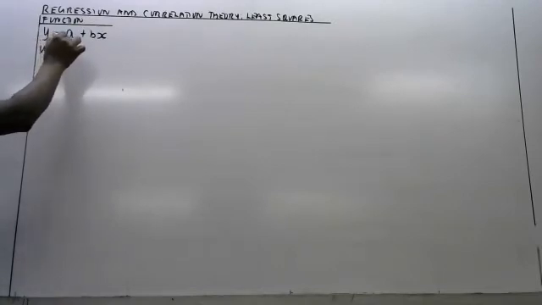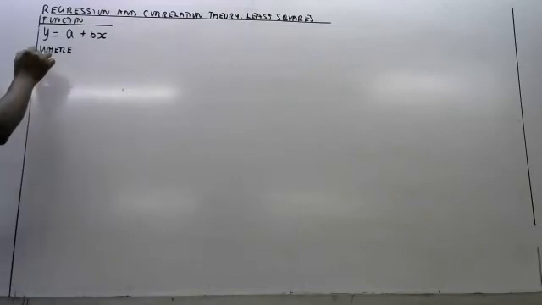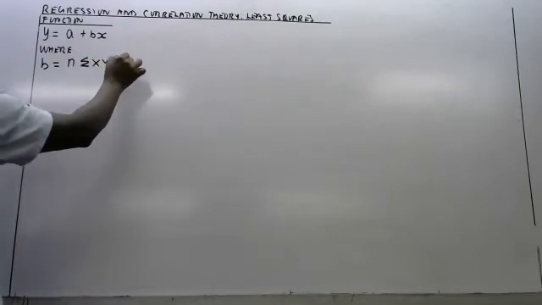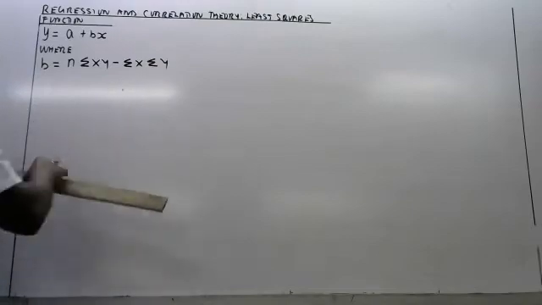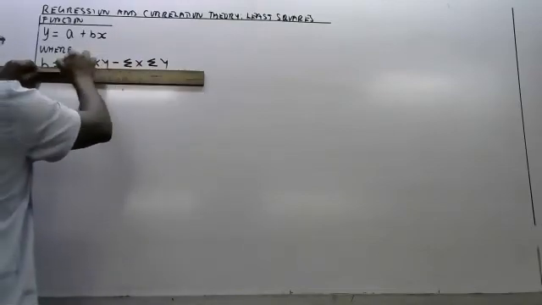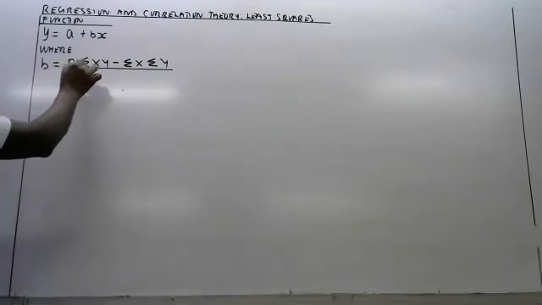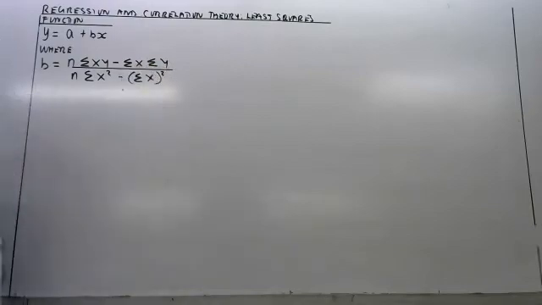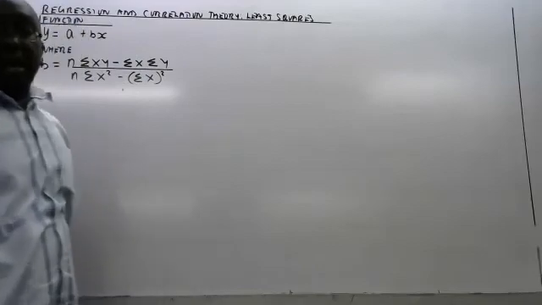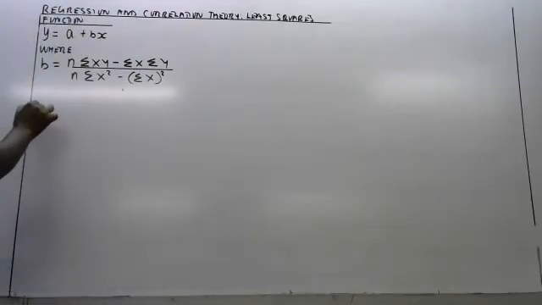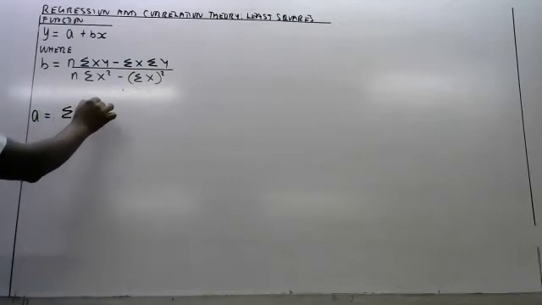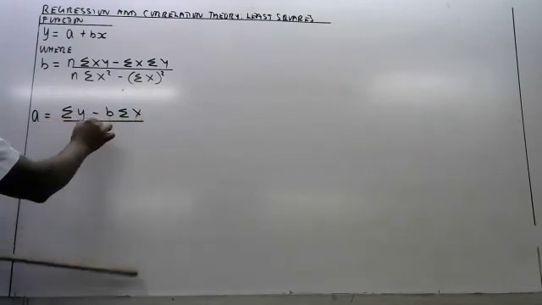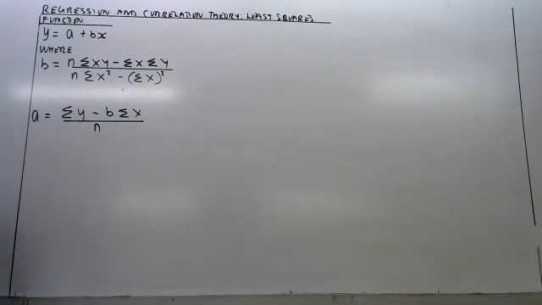where b is equal to n sum of xy minus sum of x sum of y. You divide this by n sum of x squared minus sum of x, you square that. That is how you get b. Then a is sum of y minus b sum of x. You divide this by n.